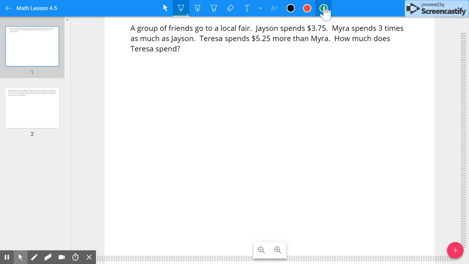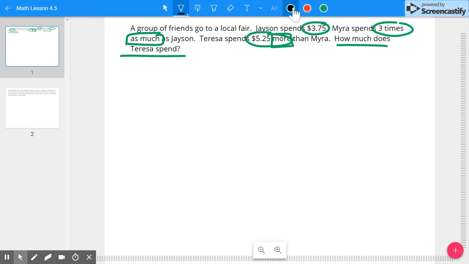So with cubes, we first circle the important numbers. So I'd say $3.75, 3 times as much as, Teresa spends $5.25 more. You underline the question. How much does Teresa spend? B, box the keywords. The word more is important. As much as would be important. So now let's solve this.